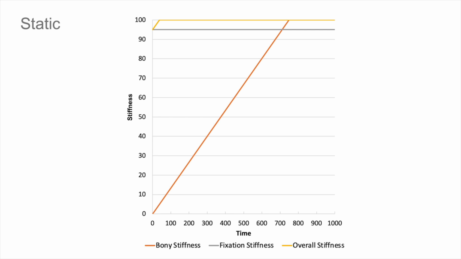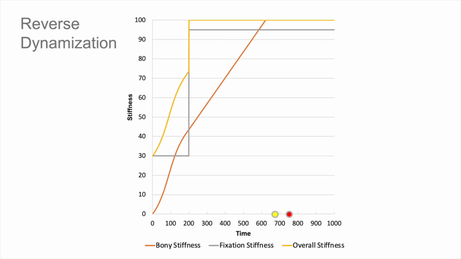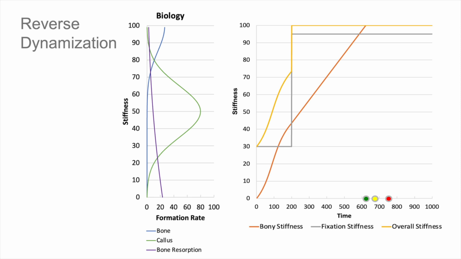With the static fixation, there is high fixation stiffness and the bone readily progresses to heal at a certain point in time. With dynamic fixation, there is lower fixation stiffness and the bone also heals but in an even shorter time frame. With reverse dynamization, the graph starts at a lower fixation stiffness. Then it gets bumped up during the early healing process, resulting in the shortest time of bone healing. This is because the tissue formation is supported by the optimal stiffness environment at the time they're ready to form.